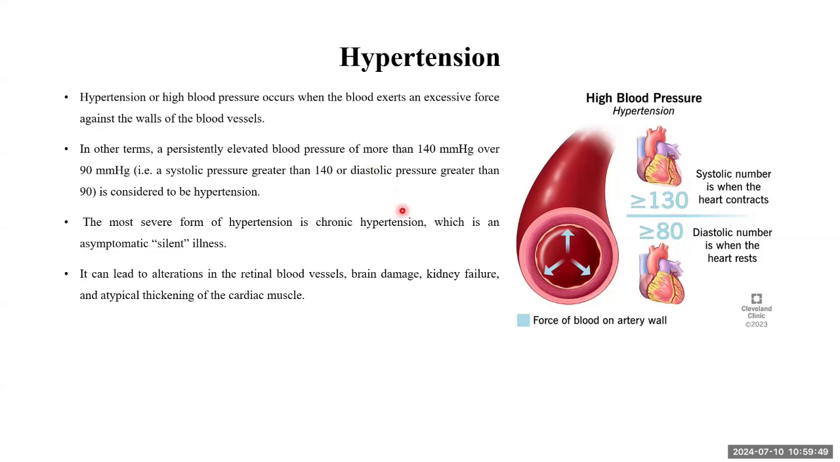The most severe form of hypertension is called chronic hypertension, which is an asymptomatic and silent killer. It can only be picked up if the patient sometimes has a severe headache, blurring of vision, or a sudden issue with the kidneys, or if they have developed a stroke or anything. This is how it is picked up, but usually it remains silent and non-symptomatic. If it stays for too long, it can lead to damage to the retinal blood vessels, brain damage, kidney failure, and atypical thickening of cardiac muscles.